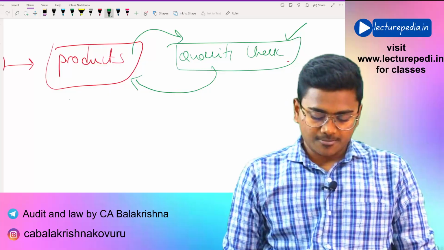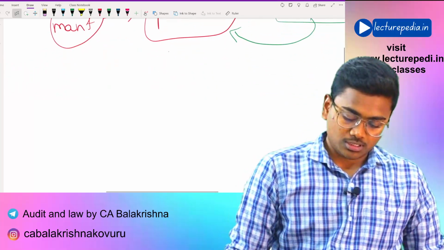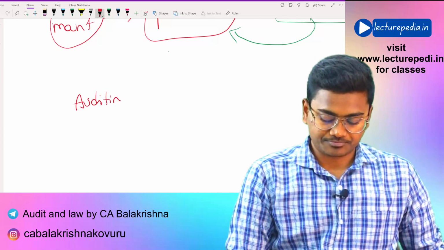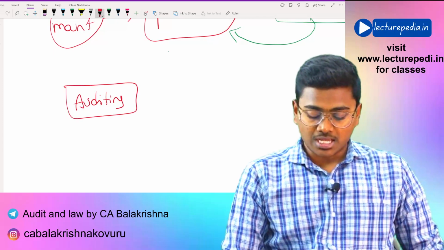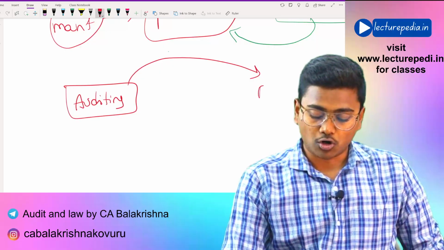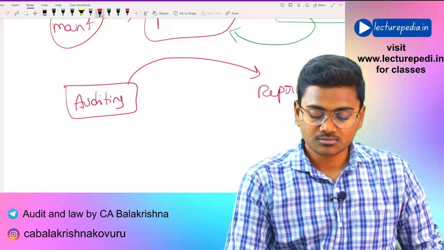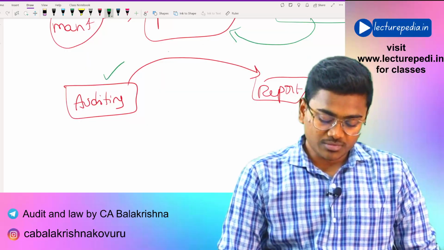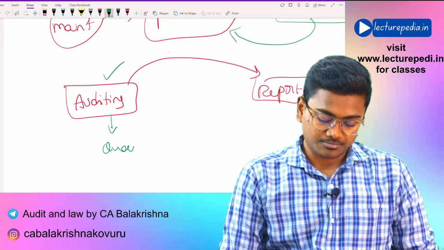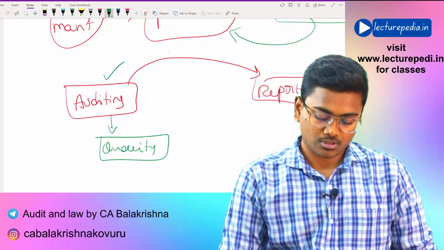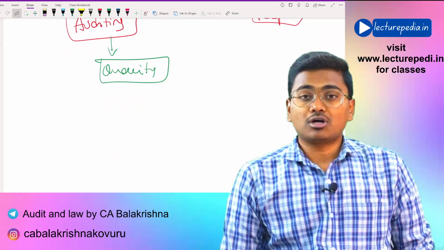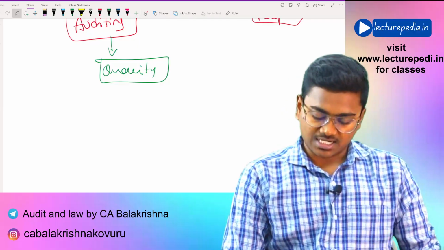In the same way, we chartered accountants provide auditing service. Auditing is a service, right? And the output of auditing service is the audit report. Now in this auditing service also, we must ensure quality. These quality related aspects are discussed in two standards.